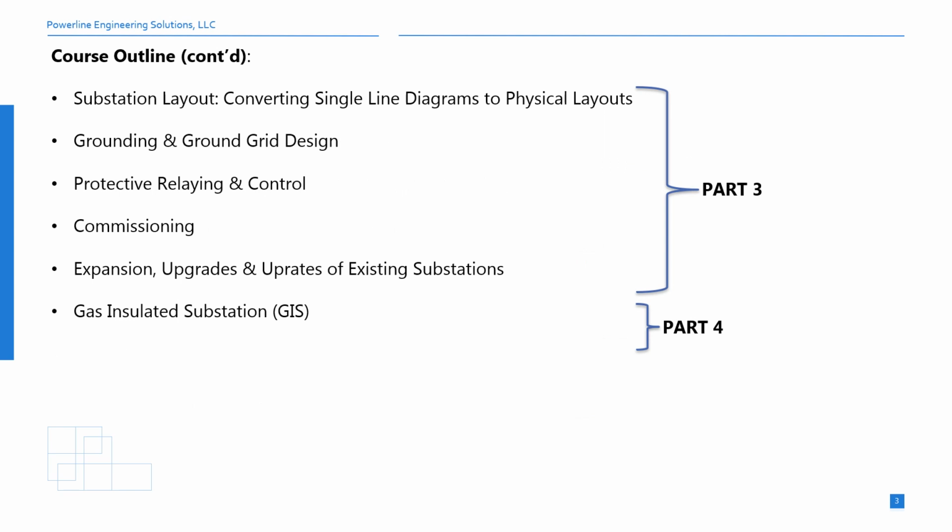Moving on, in part 3, we will be looking into the process of converting the single line drawings to physical layout and some of the nuances around it. We will then cover substation grounding and the process for the ground grid design, followed by an overview of the substation protection and relaying, and finally discuss substation commissioning, as well as providing some insights around the expansion and upgrades of existing substations.